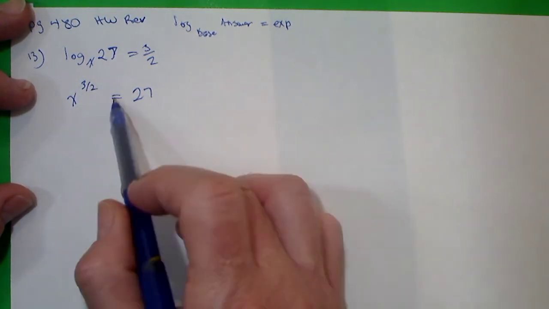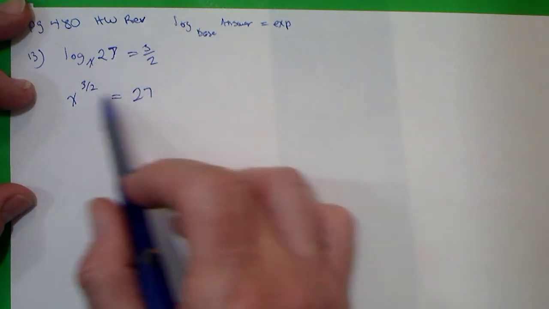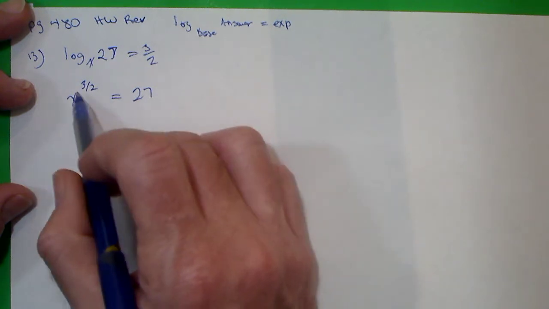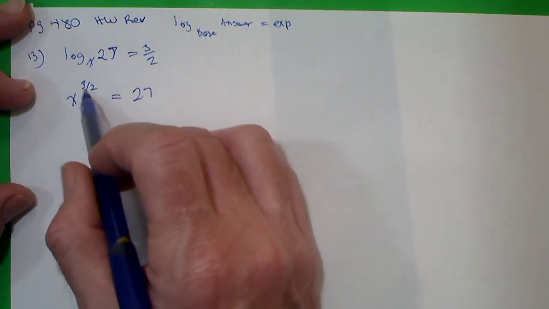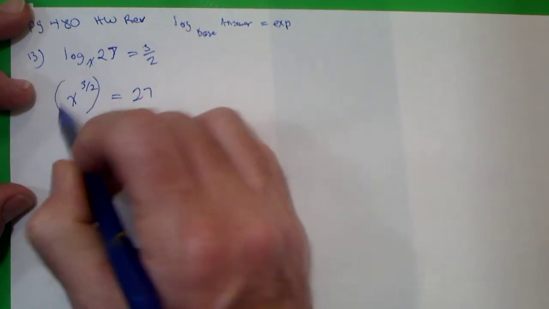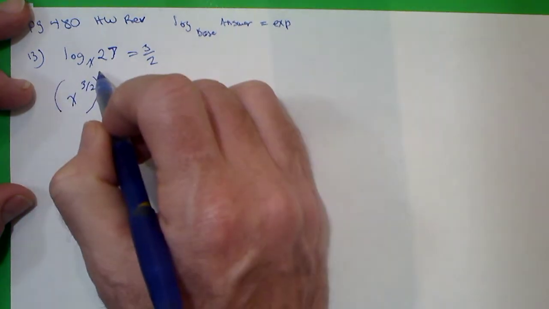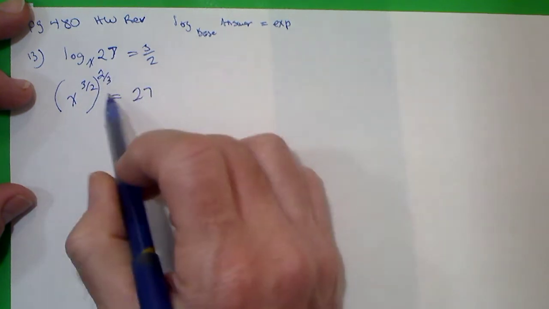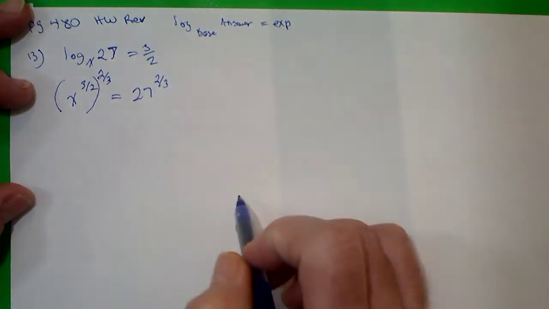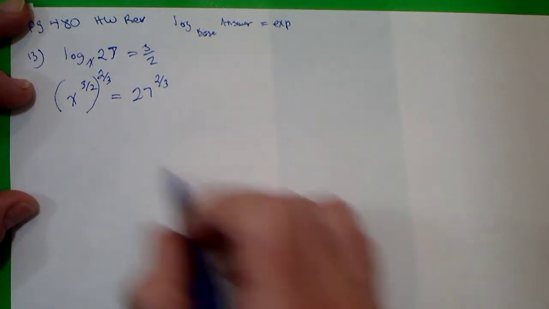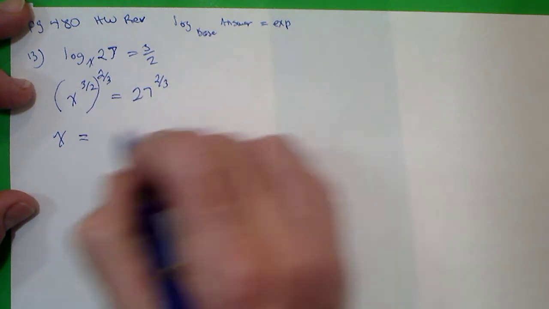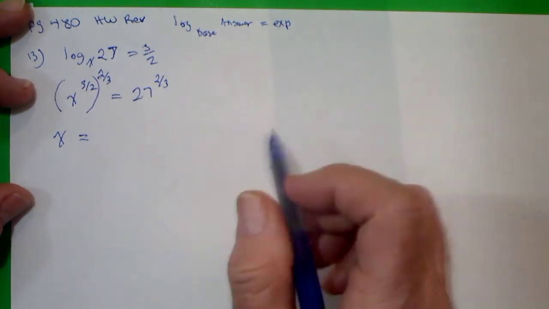Because there's an equal sign, you can raise both sides to an exponent. You can't do that if it's an expression without an equal sign. So how do you make 3 halves a 1? By the exponent property, if you raise it to another power, you multiply the exponents, so you use the reciprocal and raise it to a 2/3 power. Then you do that to this side as well. So that makes this side x. So x equals 27 to the 2/3.